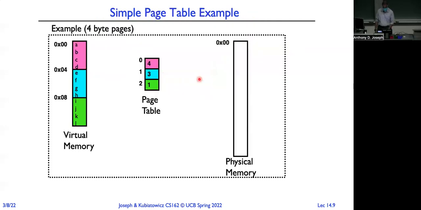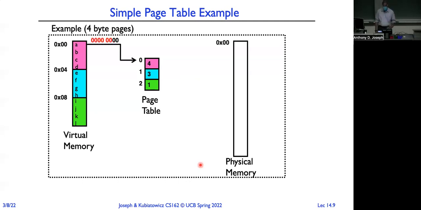Okay, so let's go through a really simple example. We're going to have 4-byte pages, and here's our virtual memory. We've got 3 pages in our virtual memory. We've got a page table with 3 entries, and here's our physical memory. Okay, 4-byte pages. How many bits do we need to represent that for our offset? 2. 2 to the 2 is 4.